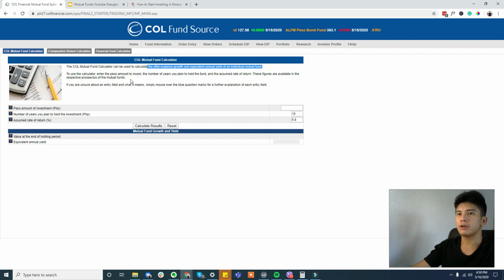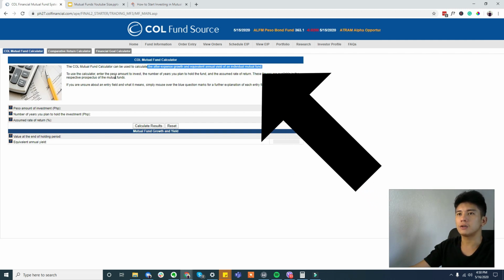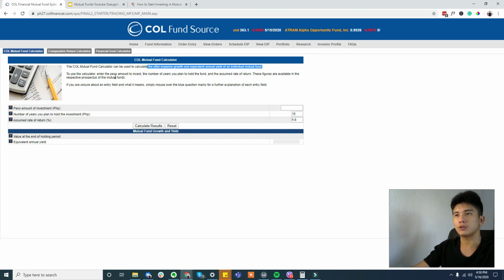So to use this calculator, enter the peso amount to invest, the number of years you plan to hold the fund, and the assumed rate of return. There are three variables here. Peso amount of investment. So how much money would you like to set aside right now? This means a one-time investment. So let's say, for example, 100,000, and the number of years you plan to hold the investment. So let's say 10 years, or let's just make this very long term for your retirement.